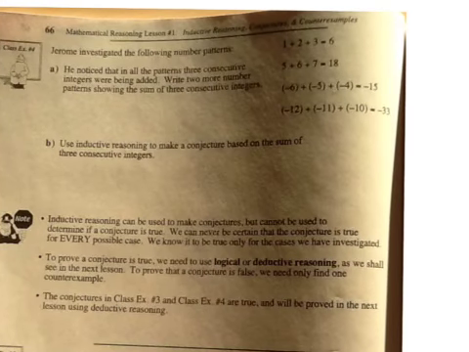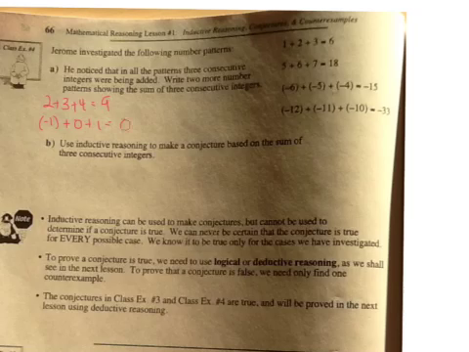Alright, class example 4. Jerome investigated the following number patterns. He noticed that all the patterns, 3 consecutive numbers, integers, were being added. Write 2 more number patterns following this, showing the sum of 3 consecutive integers. So let's use an easy one. 2 plus 3 plus 4 is going to equal 9. Well, let's go negative 1 plus 0 plus 1 is going to equal 0. You could even do more, 11 plus 12 plus 13, etc.